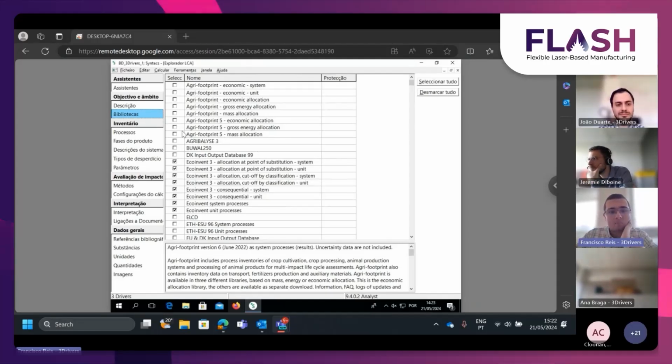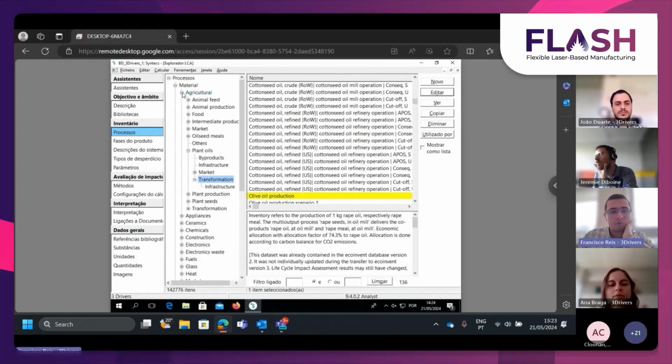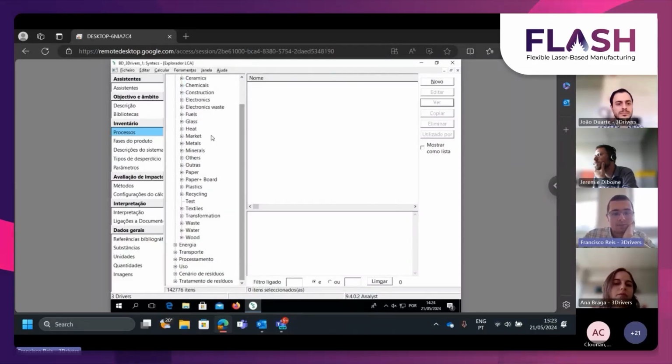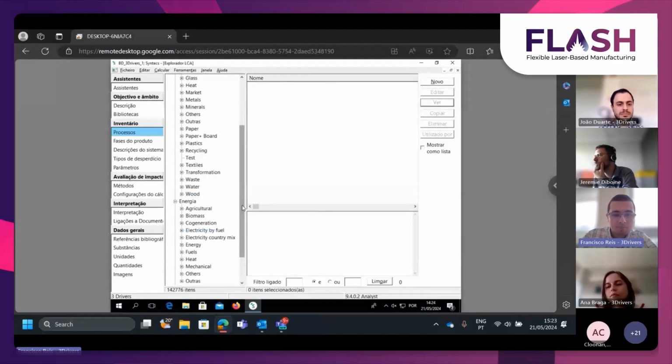And so what you are seeing now is the first part of a project, which is to choose the libraries, basically to choose our databases with materials and processes. And then, well, we chose EcoInvent, as Anna mentioned before. And then we can move on to the processes inside of those databases, which you can see materials with different categories. And let's show, for example, energy.